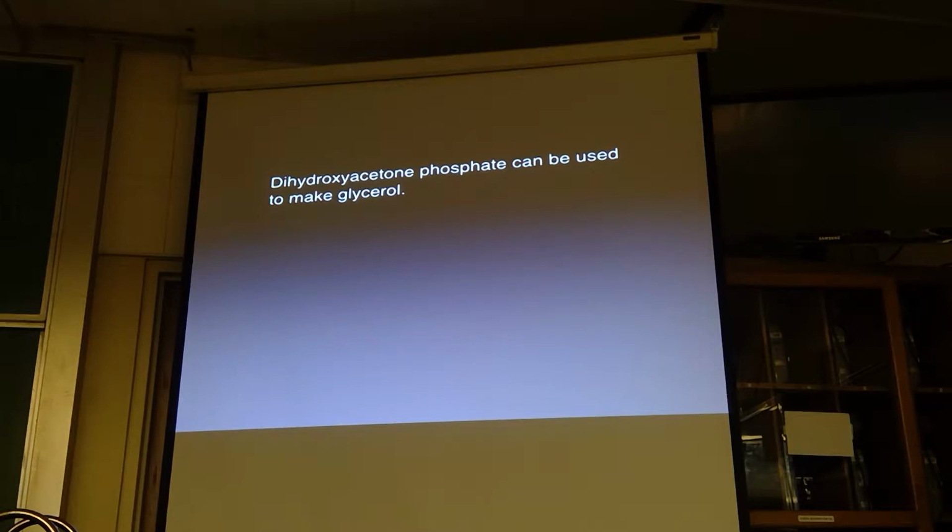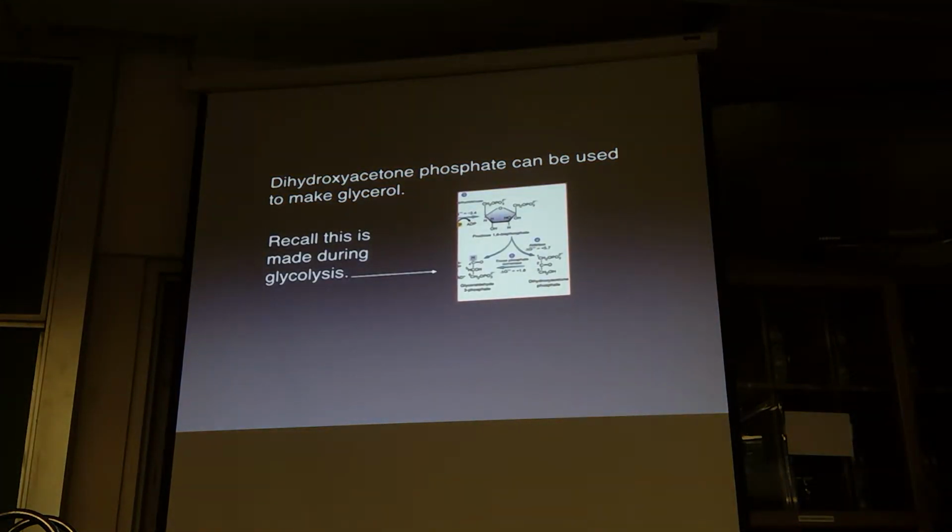If you make glycerol, then what kind of organic compound are we heading to make? A triglyceride. We can make a triglyceride. All we have to do is connect some fatty acids to it. So this is showing where that's made. Fructose 1,6-bisphosphate splits. You get glyceraldehyde triphosphate and DHAP.